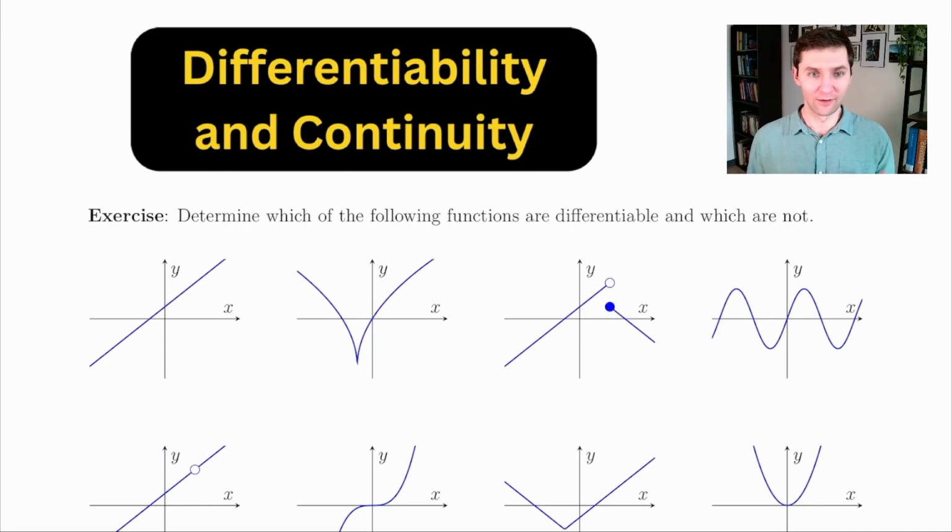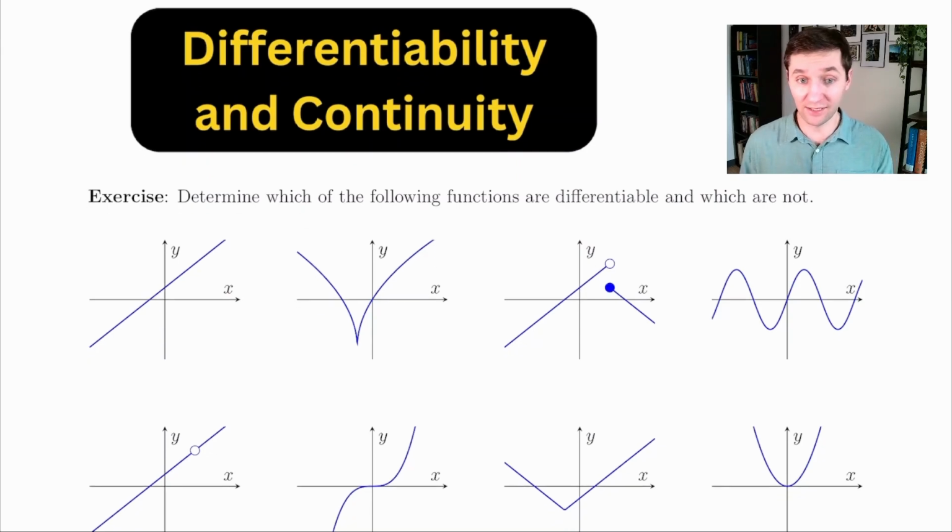Hi everyone. Today we'll understand the connection between differentiability of a function and continuity of a function. If you would like to try the next exercise on your own first, download these notes using the link in the video description. We must determine which of the following functions are differentiable and which are not.